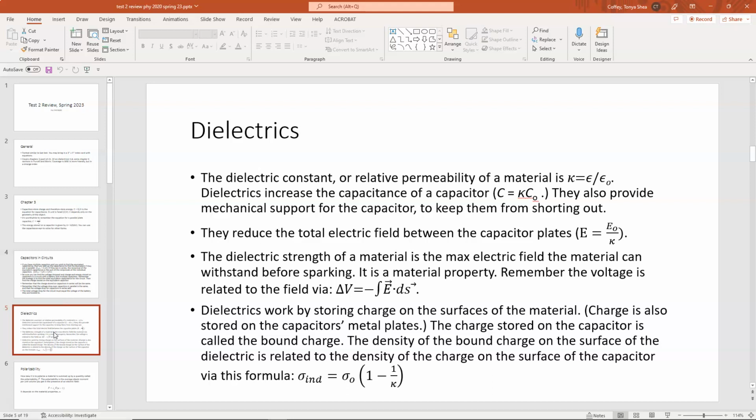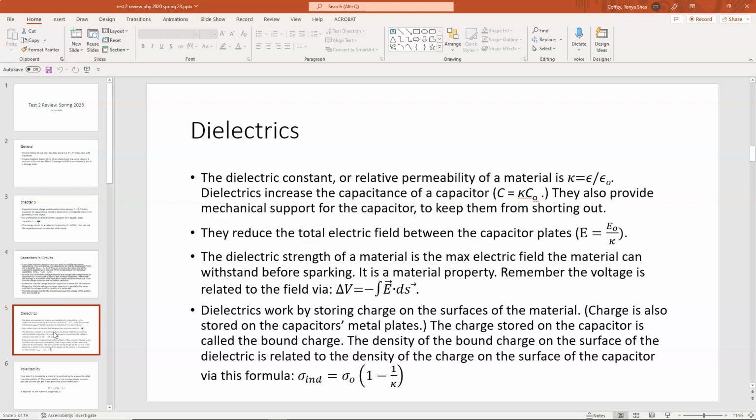Now, dielectrics increase the capacitance of the capacitor proportionately. Whatever the capacitance is without the dielectric, I'll call that C naught. Then the capacitance with the dielectric is equal to kappa times C naught. Now, when you increase the capacitance in the capacitor plates, you're actually reducing the total electric field between those plates by the dielectric constant.